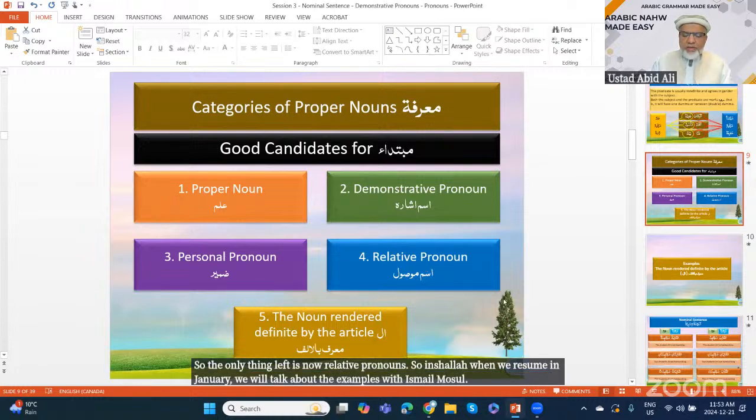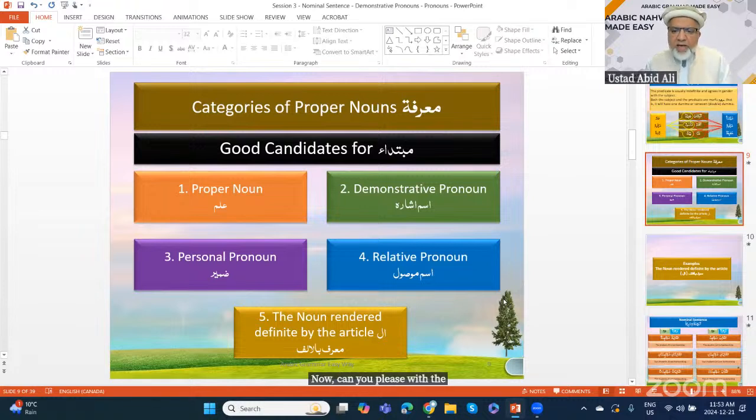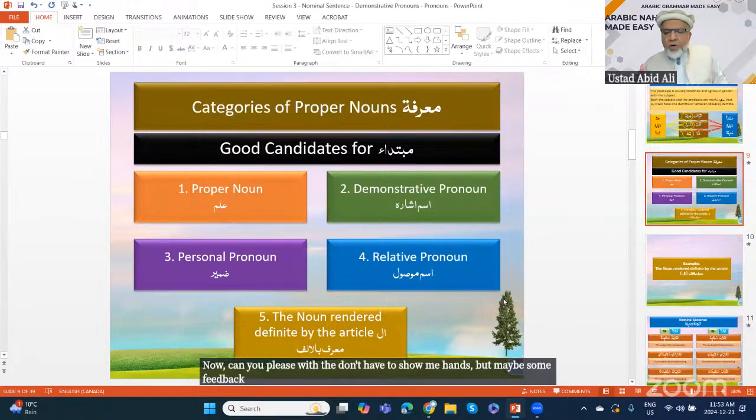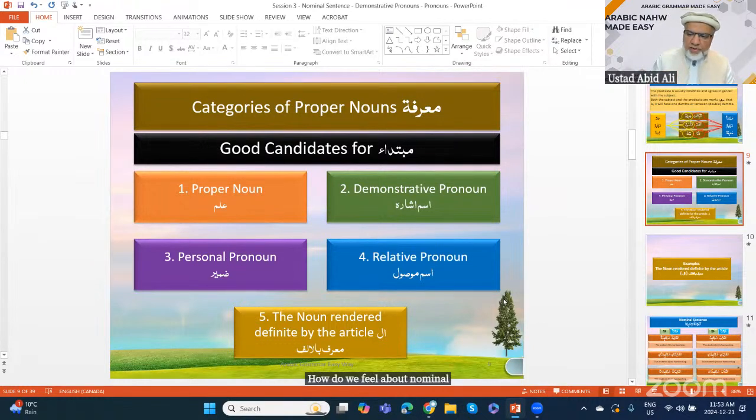Now, can you please, you don't have to show me hands, but maybe some feedback. How do we feel about the nominal sentence at this point after 3 sessions, even when you have missed some classes in the past? Or who wants to go first?